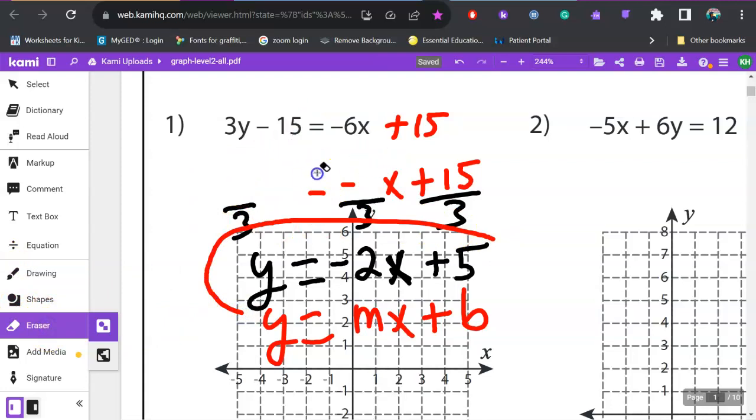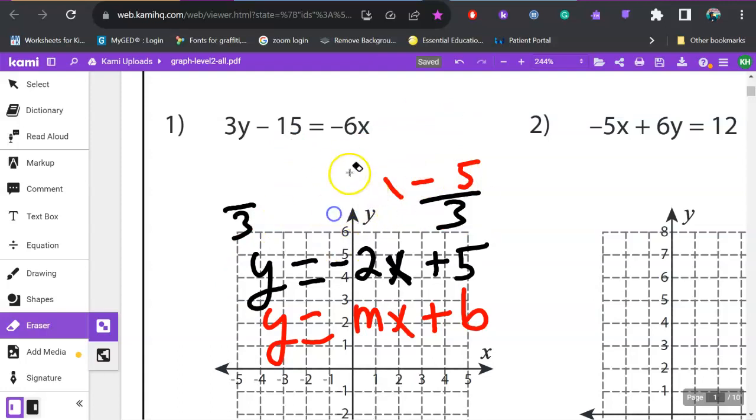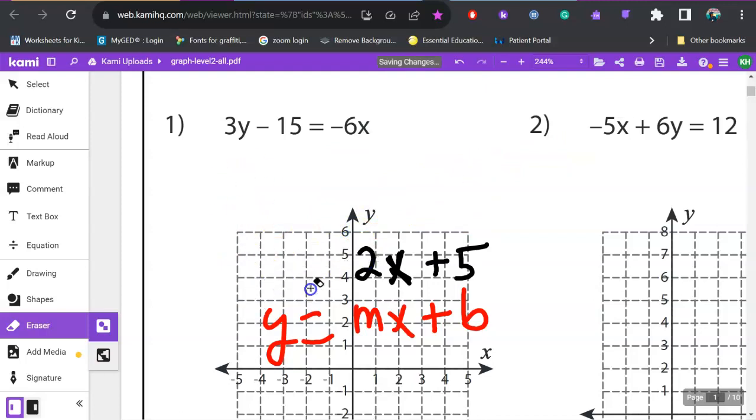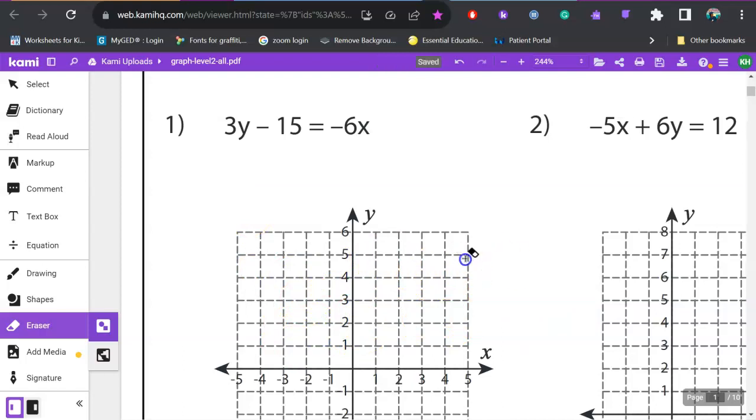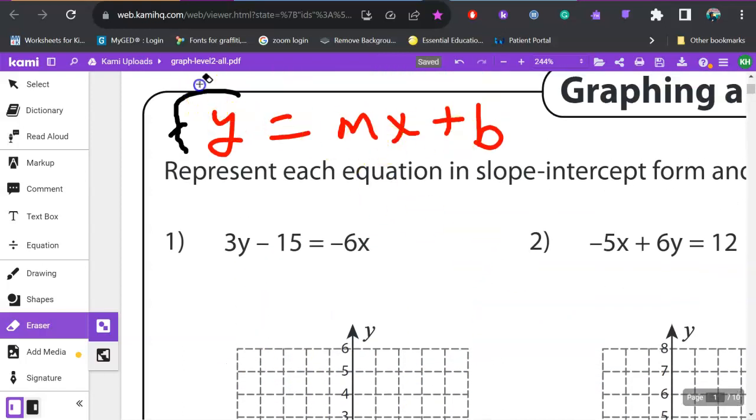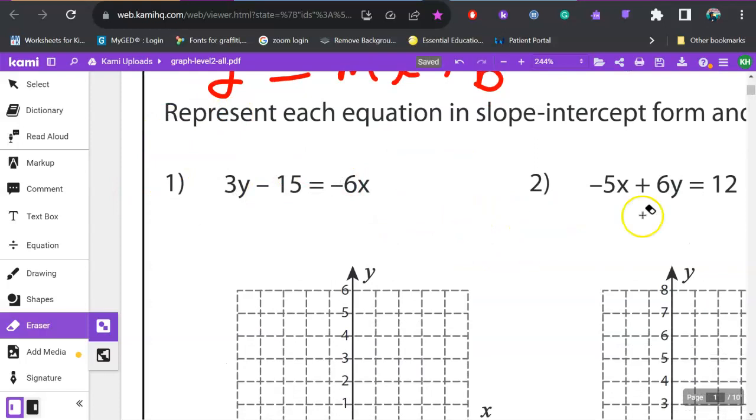Here we go. So when you get questions on a test, most likely it may not give it to you in the correct form for slope-intercept form. We know that the correct form has to be y equals mx plus b like this, right? But it's going to give it to you all mixed up.